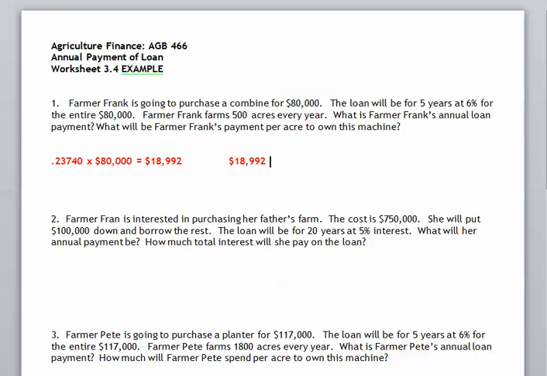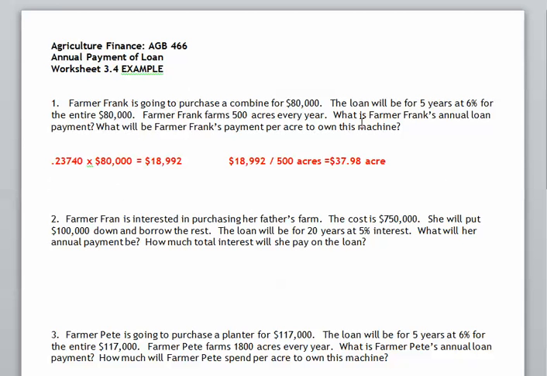Okay, second question in this problem though, what was Farmer Frank's per acre cost? So 18,992 divided by 5 years. Oh, excuse me, not 5 years, acres. 500 acres. 18,992 divided by 500 is $38.94 per acre. Ooh, pretty expensive.